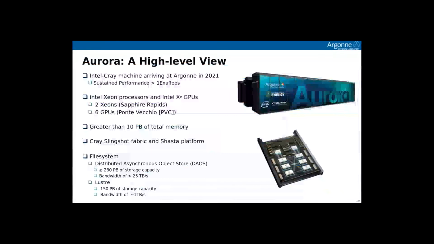Our upcoming machine is going to be provided by a collaboration between Intel and Cray, and will feature a sustained performance that is greater than 1 exaflop. Importantly, it will be a machine that is powered by Intel CPUs and GPUs. We'll have a large amount of system memory and a state-of-the-art interconnect that is used to connect all the nodes together. In addition, it will have a state-of-the-art file system that will provide unprecedented capacity and performance to our system.